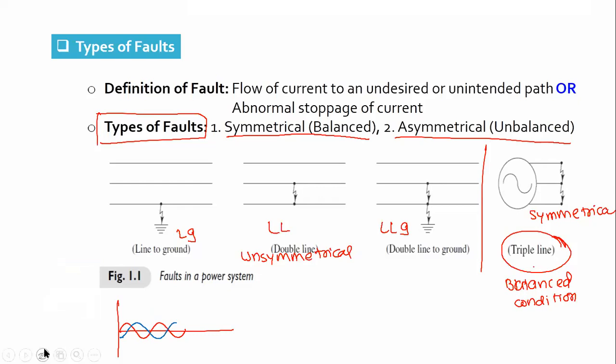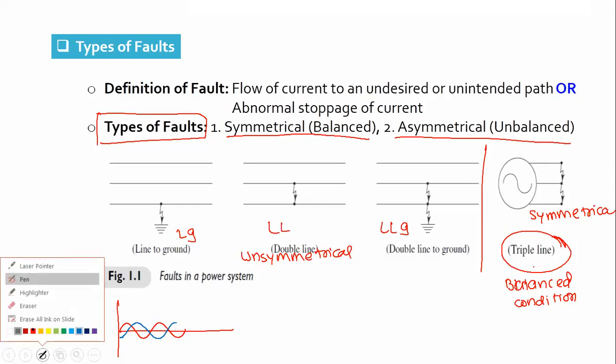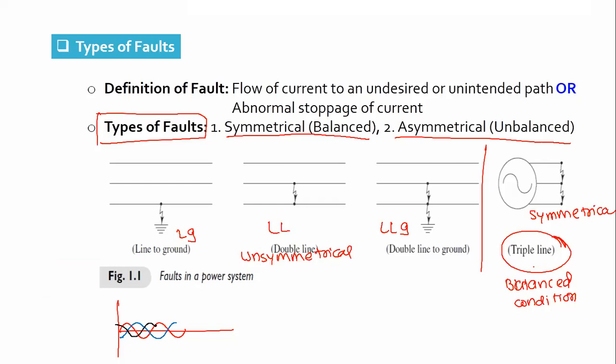120 degrees apart. I'm just drawing it randomly, not to scale. Likewise. So under normal condition, we know that VR equal to VY equal to VB, magnitudes are equal and they are displaced by 120 degrees with anti-clockwise direction. So they have equal magnitude and they are separated by 120 degree phase angle.